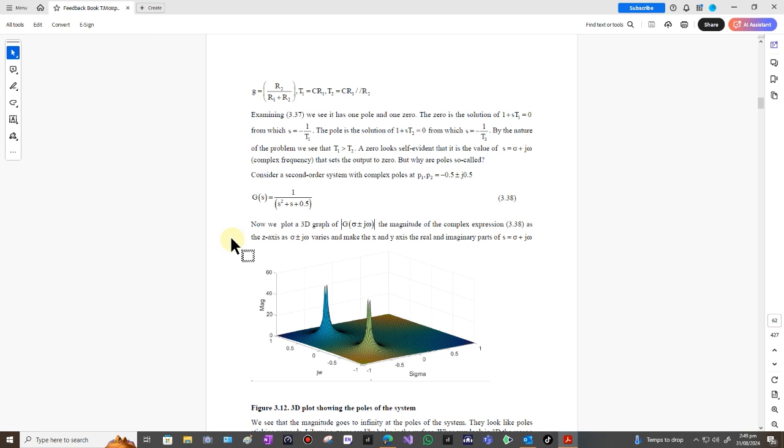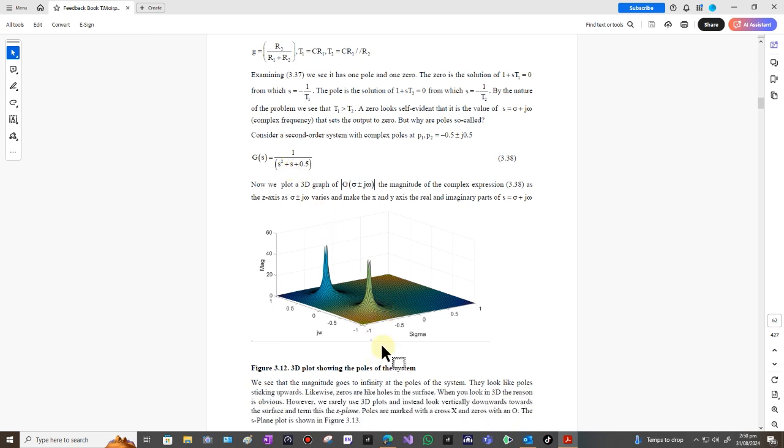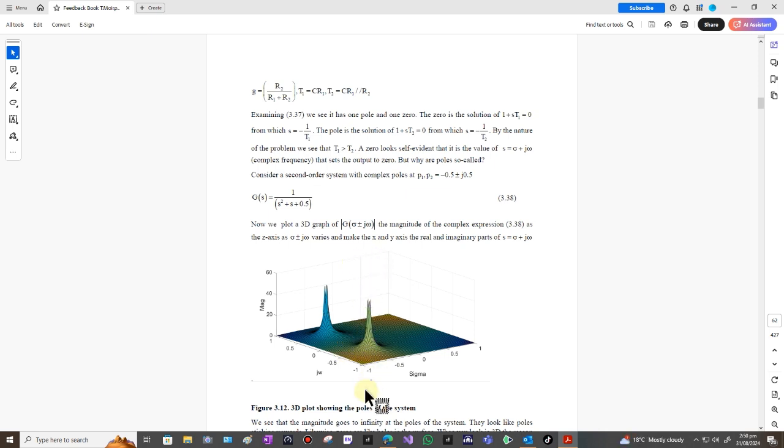So what we do with these 3D plots is we substitute s equals sigma plus j omega, and so there's our sigma and j omega, and we plot the magnitude of that, because remember, it's just a complex number. That's all it is, with different values of sigma and different values of j omega over a range. And here we've plotted it from -1 to +1 for sigma and omega. And if you do that, you get this, because there's two poles, and they're stable poles. They're going to be at -0.5 plus or minus something or other, but in the left half plane nevertheless.